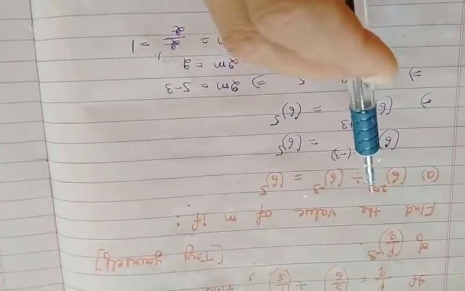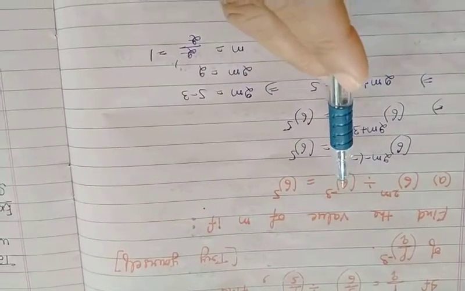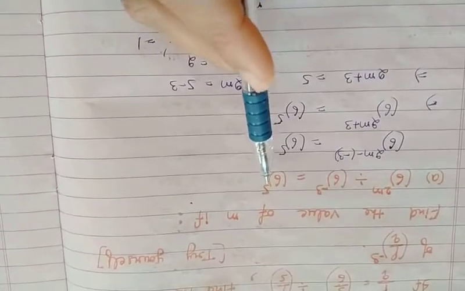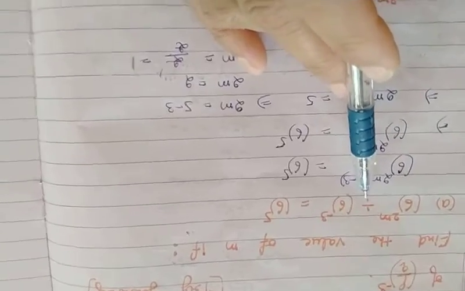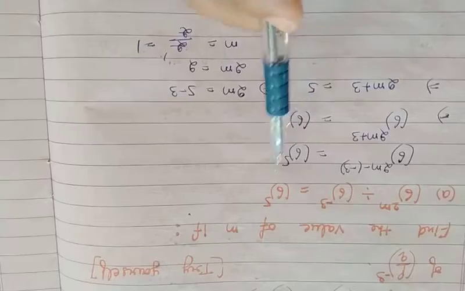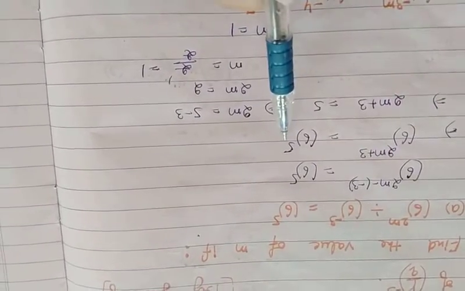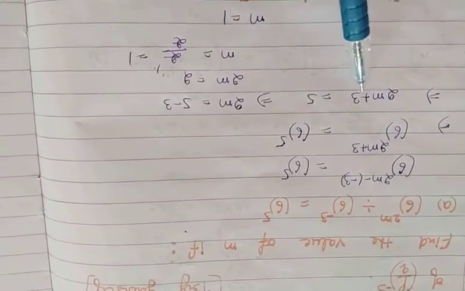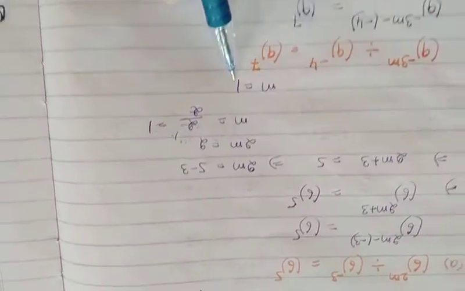Now question 15 is find the value of m if 6 raised to power 2m divides 6 raised to power minus 3 is equal to 6 raised to power 5. This question is same as the last question. So there is division, so 6 raised to power 2m minus (minus 3) is equal to 6 raised to 5. It becomes 6 raised to 2m plus 3 is equal to 6 raised to power 5. Then 6 are same base, so 2m plus 3 is equal to 5. Then we solve it, then m equals to 1.